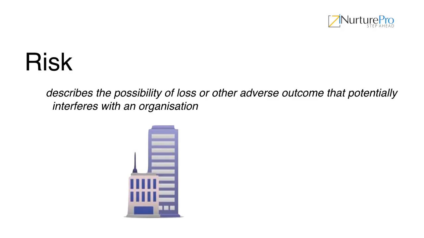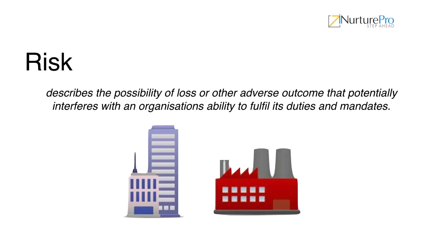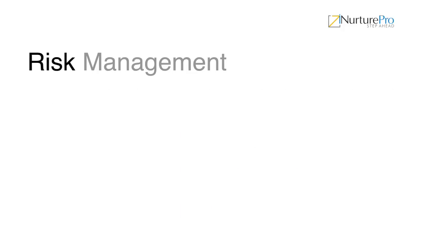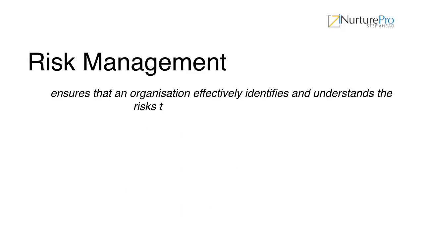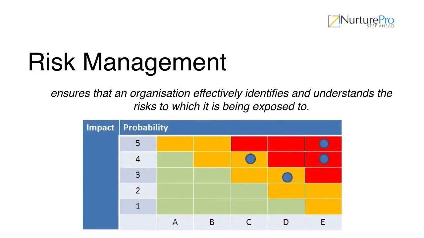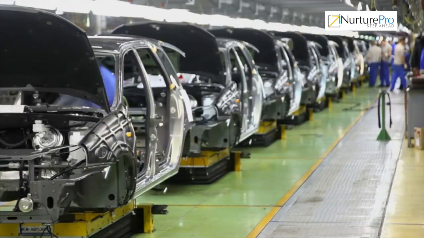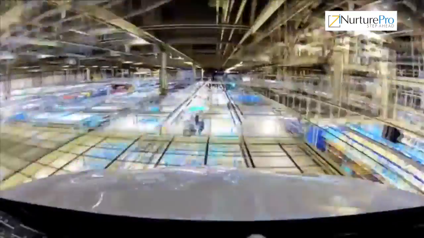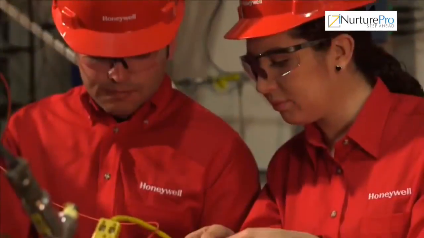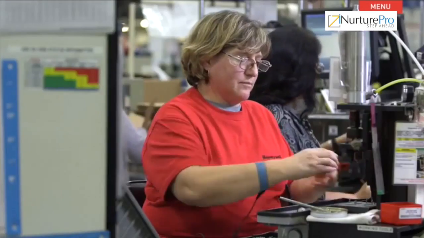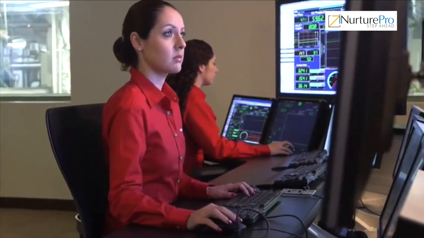In insurance terms, risk is the term used to describe the possibility of loss or other adverse outcomes that potentially interfere with an organization's ability to fulfill its duties and mandates. Risk management ensures that an organization effectively identifies and understands the risks to which it is being exposed. Risk management also guarantees that the organization creates and implements an effective plan to prevent losses or reduce the impact if a loss occurs. The process of risk management comprises 3 major steps.